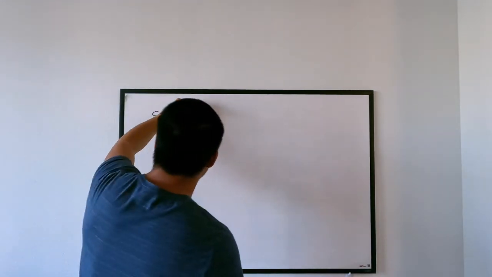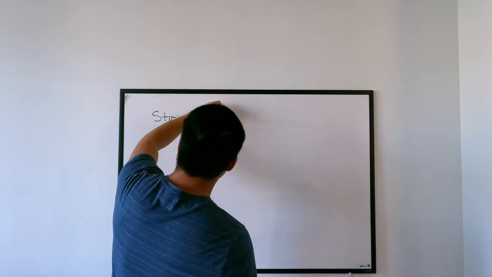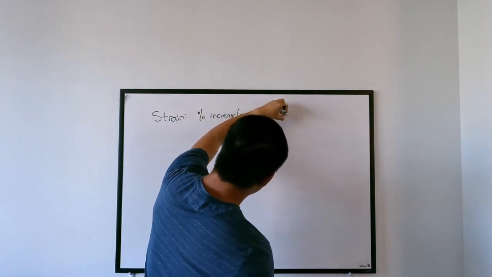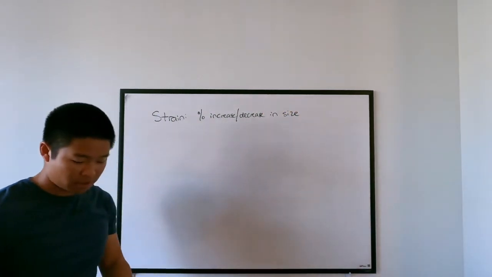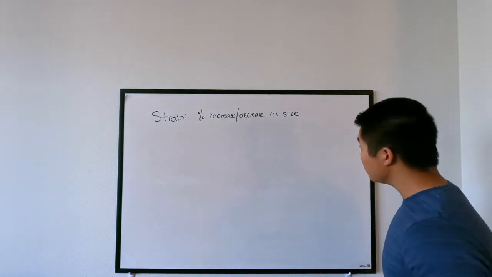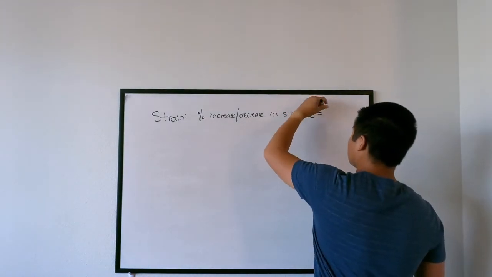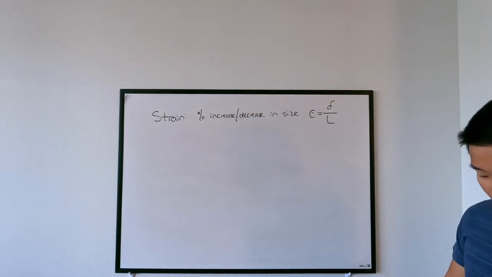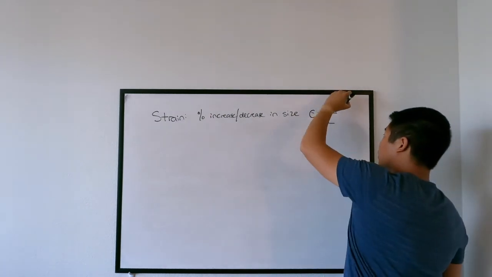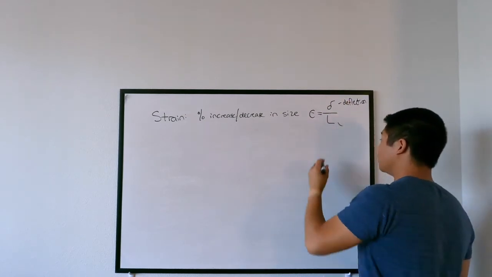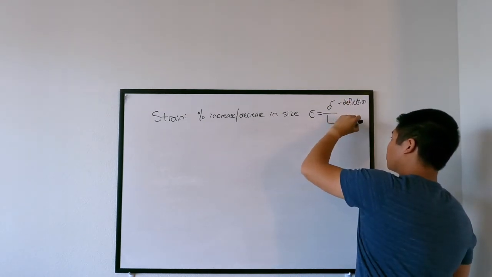So strain is the percent increase or decrease in the size of an object, okay? So how do we calculate the percent increase or decrease? Well, it would just be the change divided by the original length, okay? And the change we call deflection, delta. Okay, so deflection, and then our length is just the original length, right?